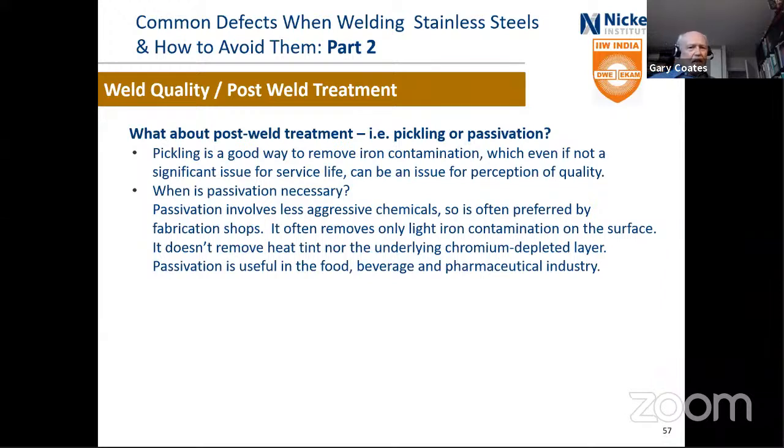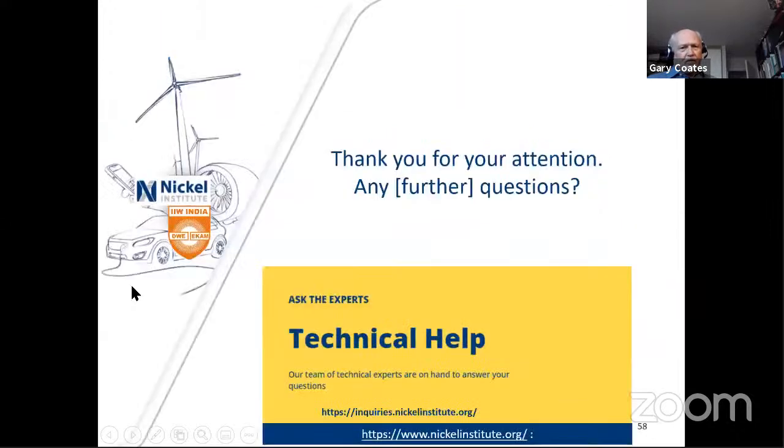Even if it isn't an issue for the service life, it gives the appearance of a good quality weld. Passivation, pure passivation, which is done with citric acid, maybe nitric acid, is something a lot of shops like to use, but it only removes light iron contamination. It doesn't remove heat tint well, and especially the underlying chromium depleted layer, but it is useful, necessary for food, pharmaceutical, beverage.